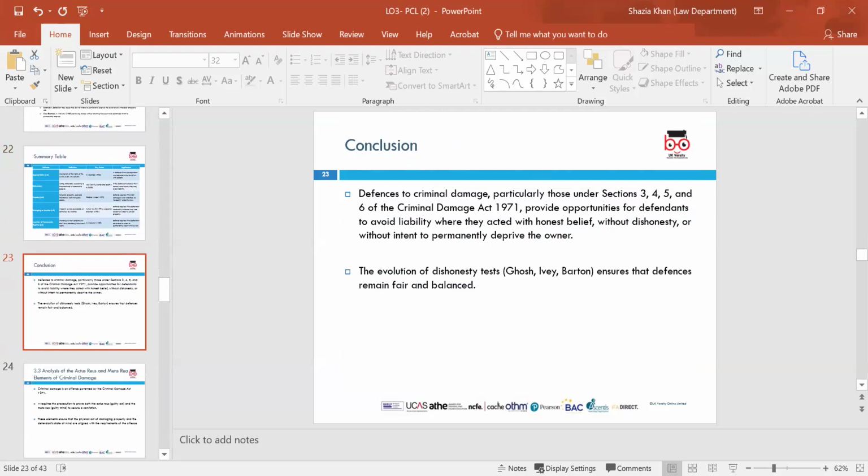So defences to criminal liability. Damage under sections 3, 4, 5 and 6 of the Criminal Damage Act provides opportunities for defendants to avoid liability where they acted with honest belief, without dishonesty or intent to deprive the other. The evolution of dishonesty test in the Ghosh test ensures that defences remain fair and balanced.